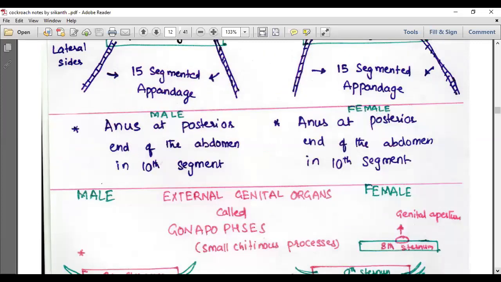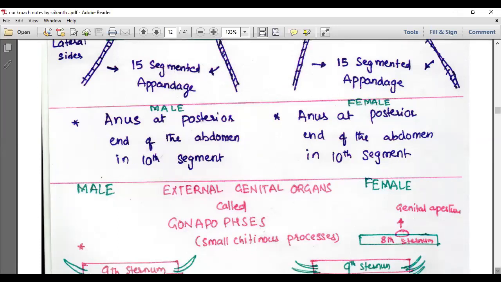Next, in both male and female, the anus is there. The anus is at the posterior end of the abdomen in the 10th segment. In both male and female, you can see the same. There is no difference between male and female here.